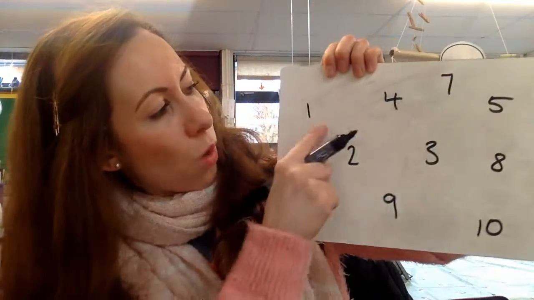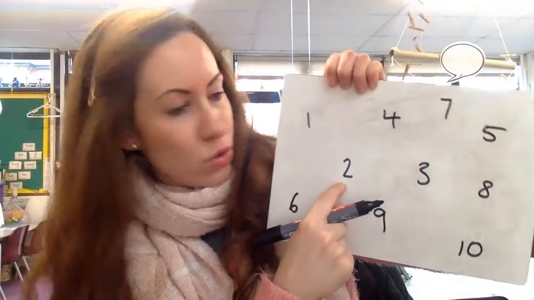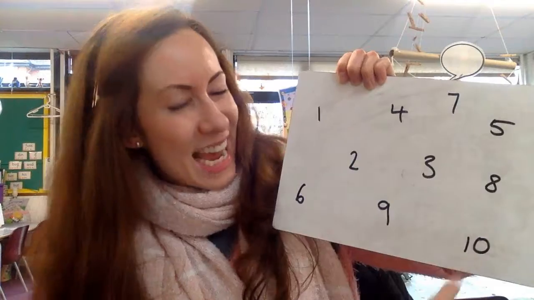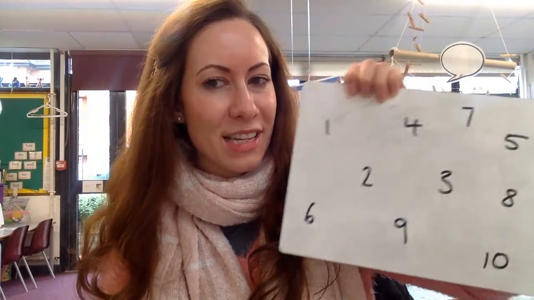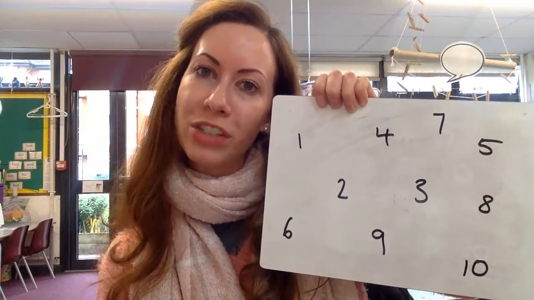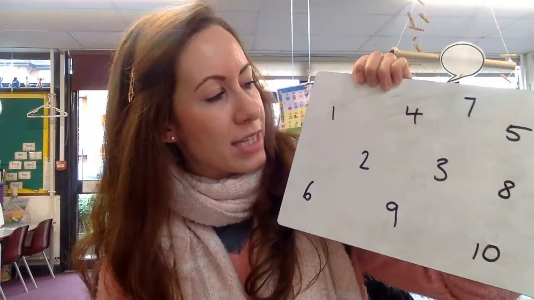Now let's have a little look at some number ordering. So let's try your hand at some number ordering to 10. So we've got our numbers. So let's have a look. 1, 4, 7, 5, 2, 3, 8, 6, 9, 10. That doesn't seem very right to me. Does that seem like the right order to you? Numbers 1 to 10? No, definitely not.